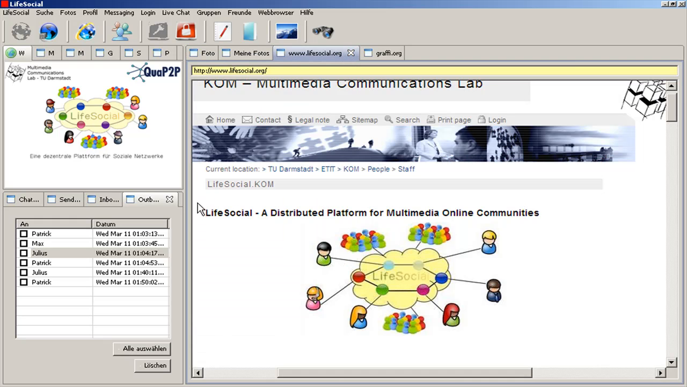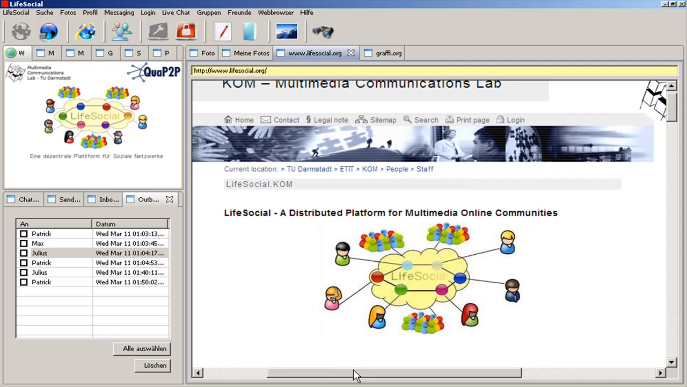The network and LifeSocial ensure, through the usage of cryptography, that these access controls are enforced.